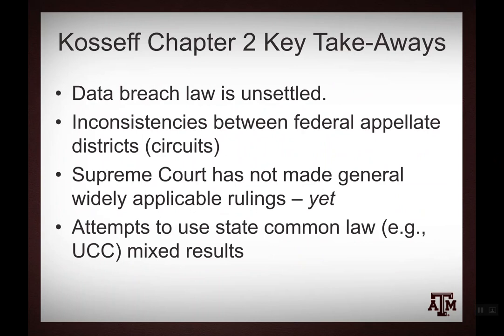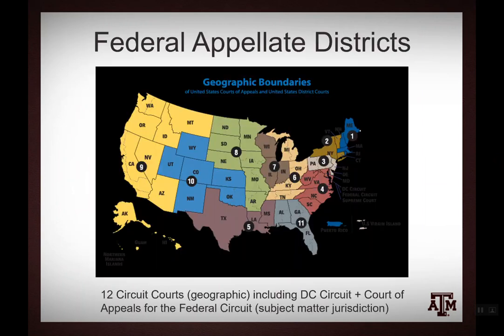Okay, but here are the key takeaways as you study and think about Chapter 2. Data breach law is unsettled. We don't know where we're going. We have inconsistencies between federal appellate districts, the circuits. If the Supreme Court doesn't make generally widely applicable rulings, then guess what? We have to deal with that situation. We have to deal with the differences in jurisdiction under the Seventh Circuit as opposed to the Third Circuit, in my previous example. And we're also attempting to use existing state common law, such as the UCC, for mixed results. Go back to this map.